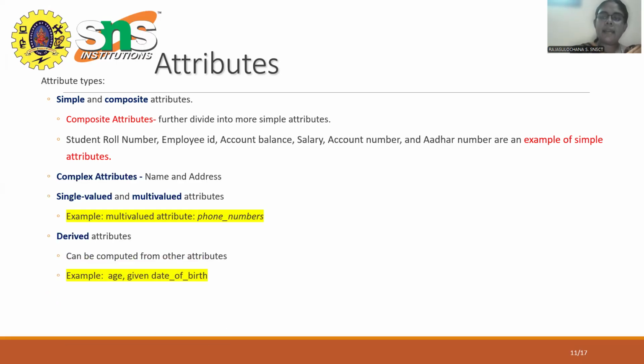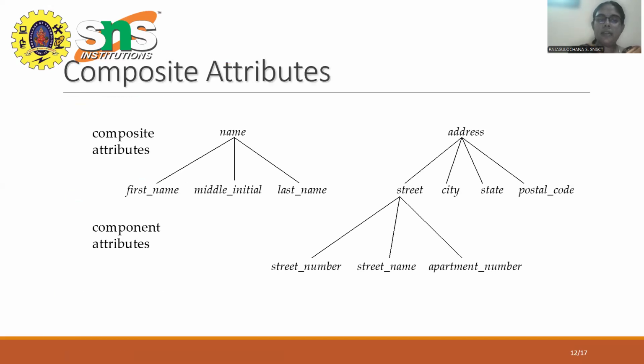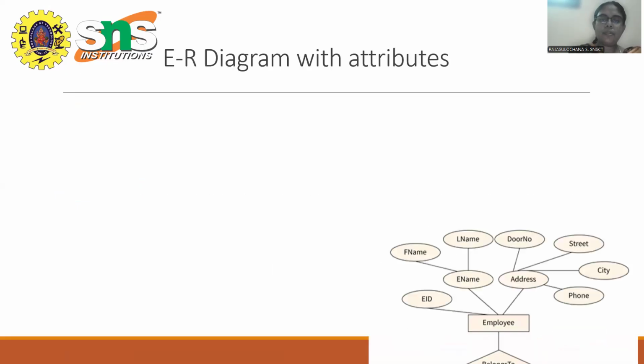A derived attribute is one whose value can be determined from some other attribute, even if we do not provide a value for it. For example, consider two attributes, date of birth and age. If we did not provide the value for age, we can still calculate it with the help of date of birth. So age is considered a derived attribute. Name and address are examples of composite attributes.